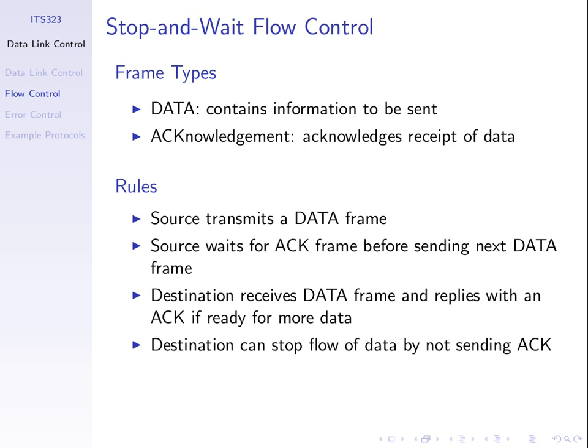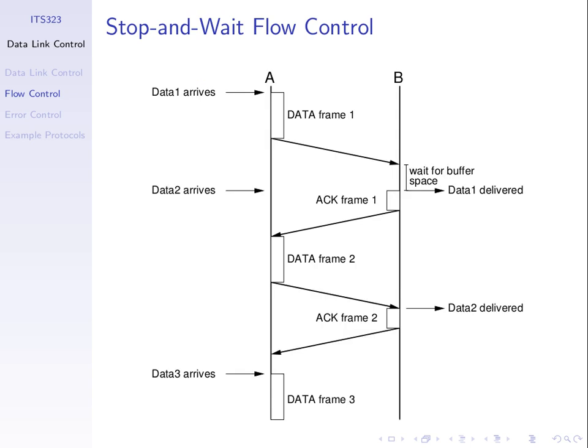The normal result is: send data, ACK comes back, send the next piece of data, an ACK comes back, and we just keep going like that. If everything works fine, data, ACK, and so on. So that's the stop and wait flow control protocol. It's illustrated as an example in this diagram.